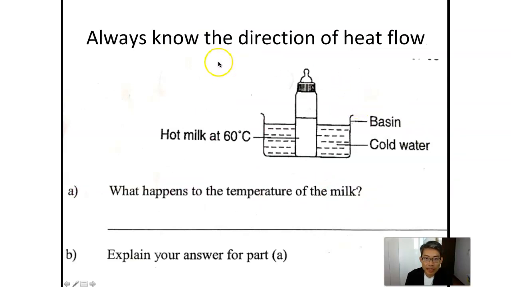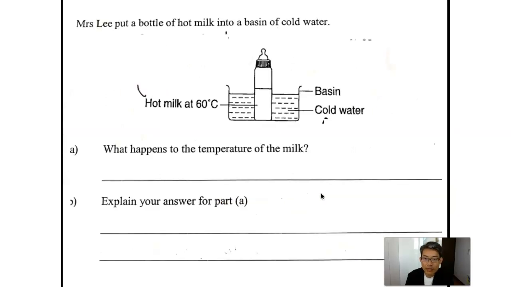Again, let's recall the idea of knowing the direction of heat flow. So this is hot milk at 60 degrees Celsius. There's a basin of cold water. So what happens to the temperature of the milk? If your answer is just that it decreases, you will have gotten half of it correct. Okay, let's take a look at why.